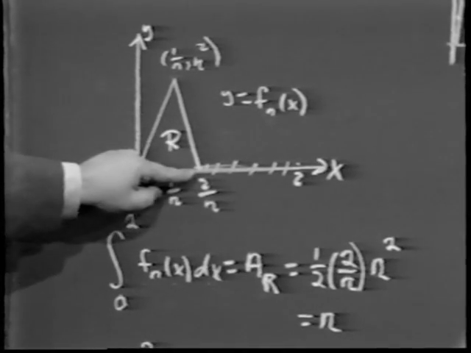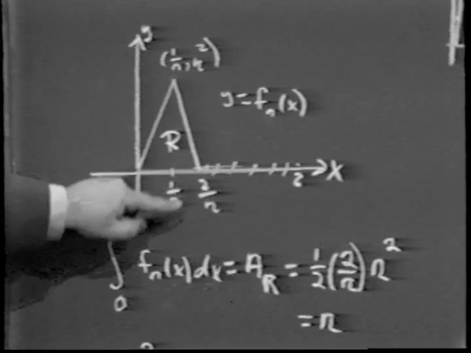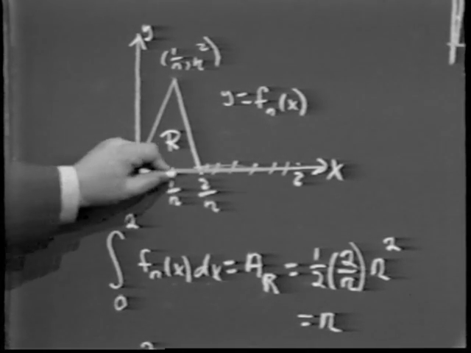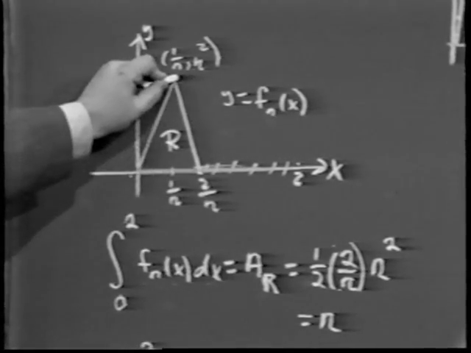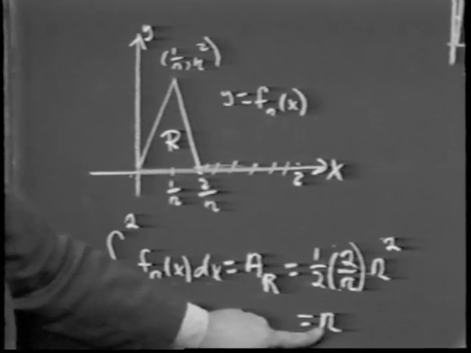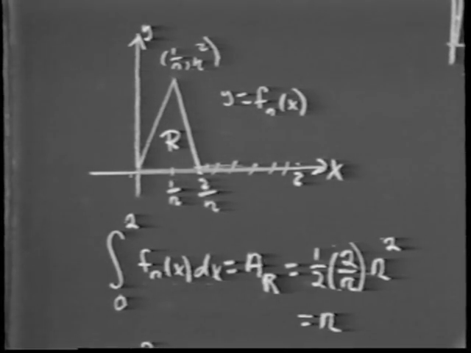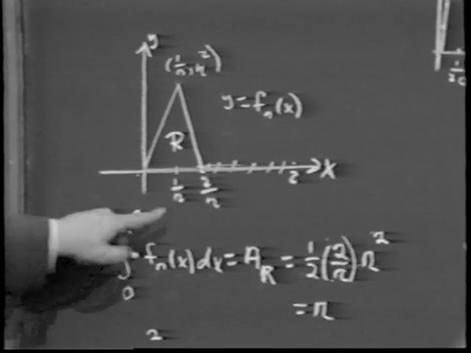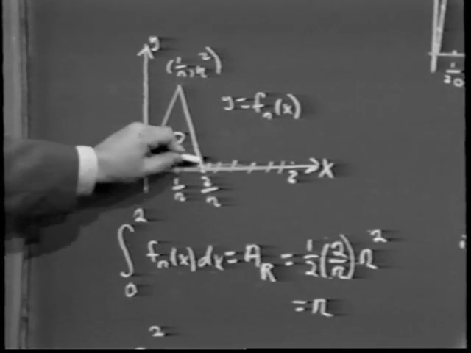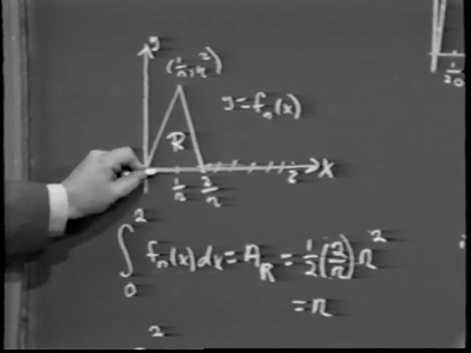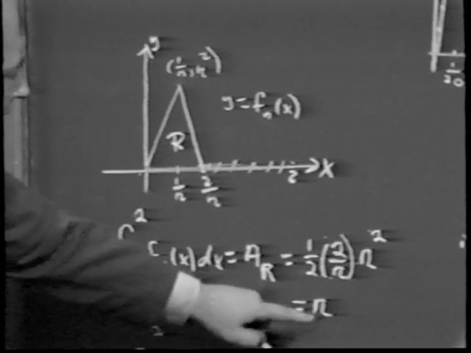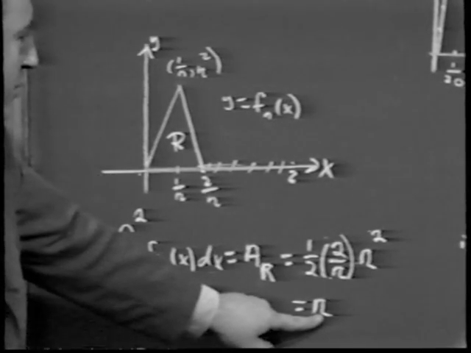But here's the point. We can compute the area of the region R very easily. It's a triangle, right? What is the area of a triangle? Well, it's 1/2 times the base, but the base is just 2 over n, times the height. The height is n squared. In other words, the area of the region R simply is n. And that's rather interesting. For each n, this particular integral just turns out to be n itself. This thing rises so high that even though the base gets very, very small as n gets large, the height increases so rapidly that the area under this curve numerically is always equal to n.